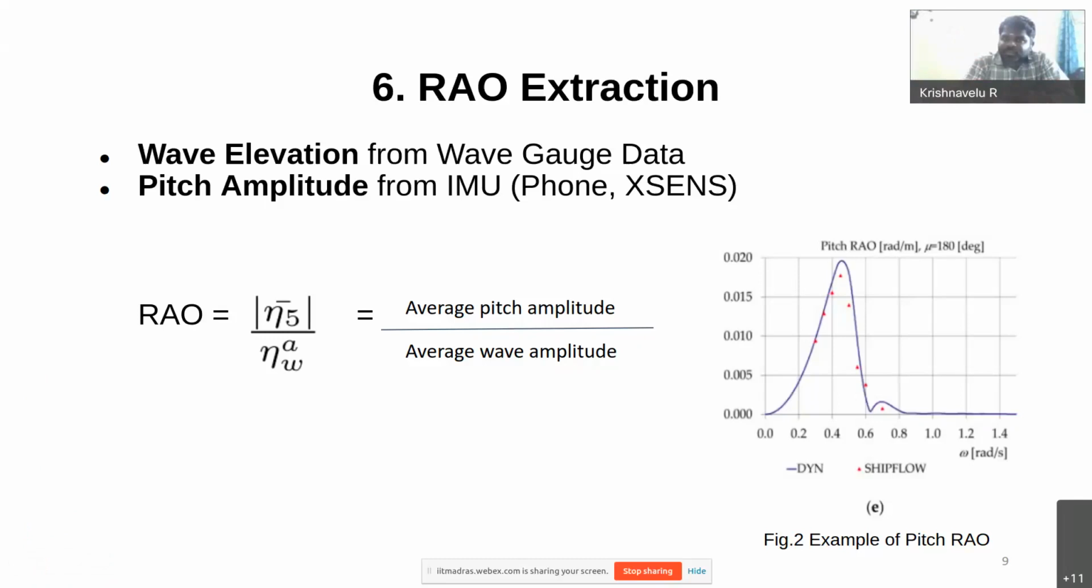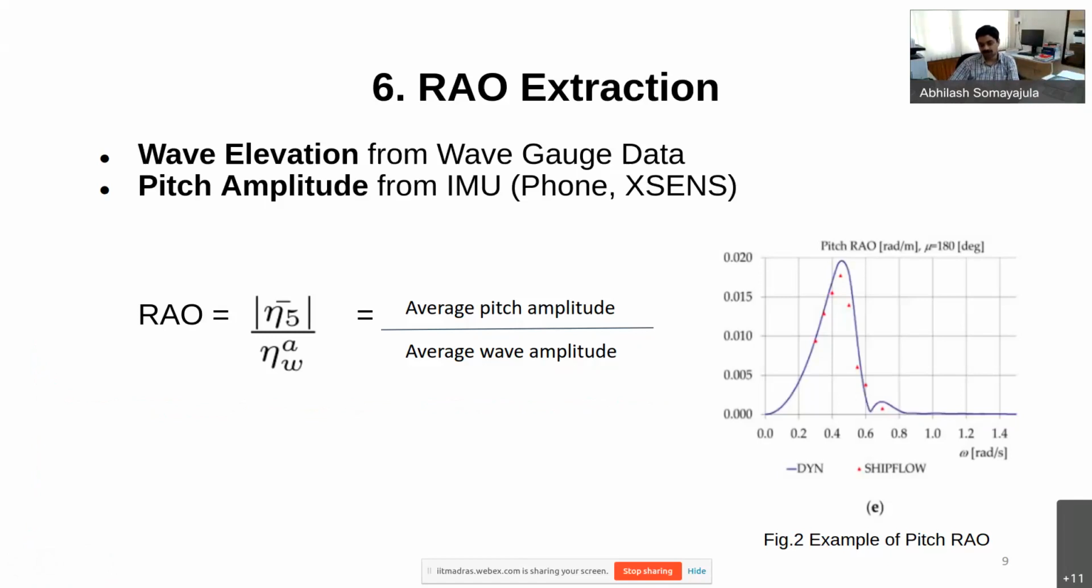Excuse me, I'm not able to hear you. No, what they're saying is they're not using the GPS data to compute the RAO, only the IMU data is used for the RAO. Okay, sir.